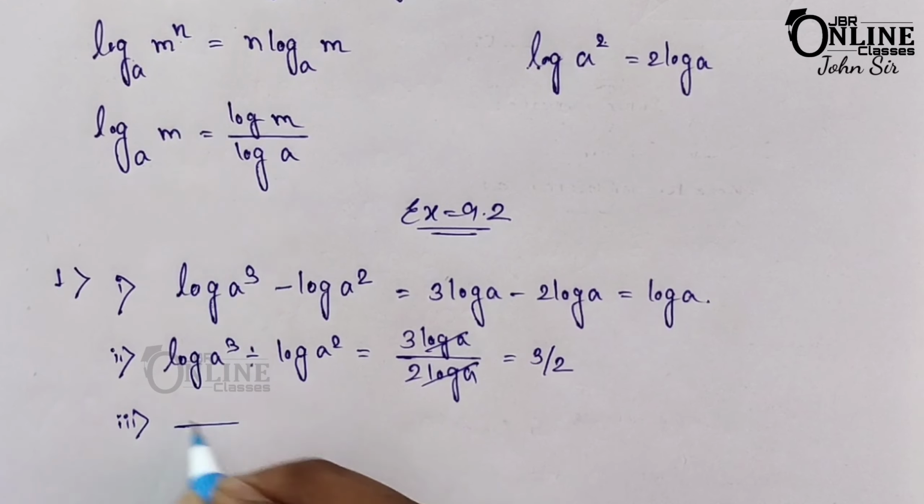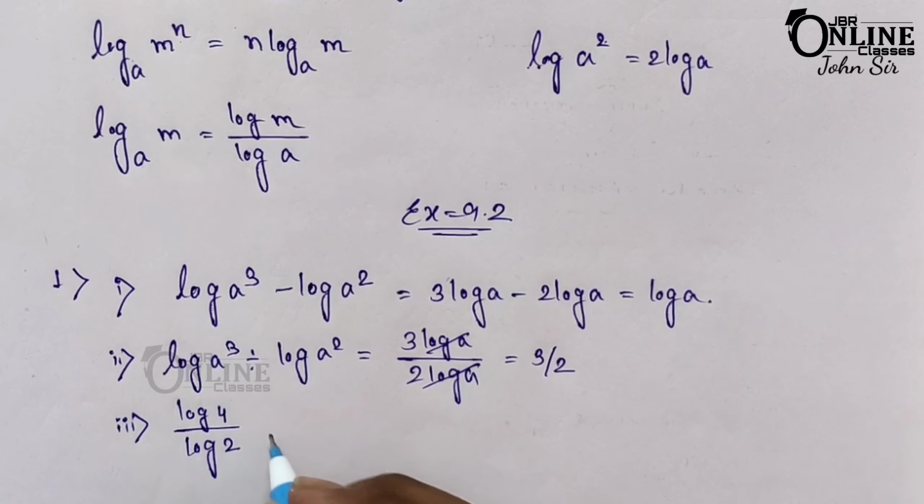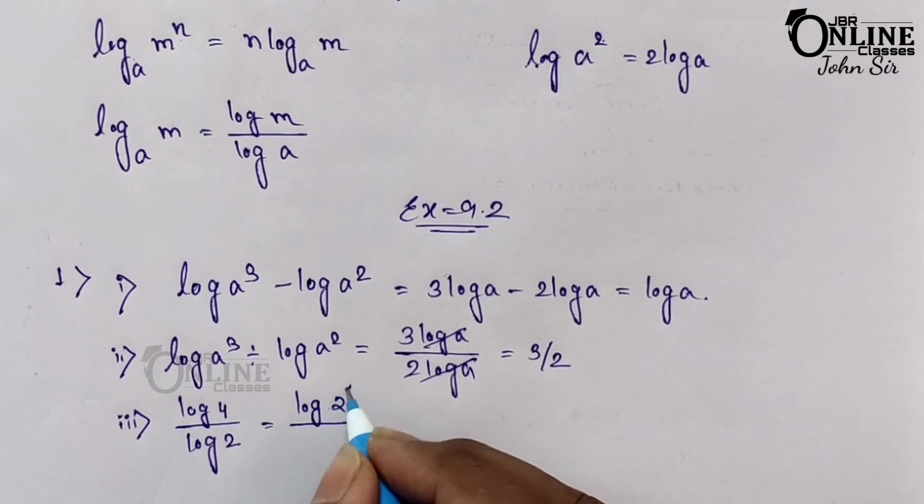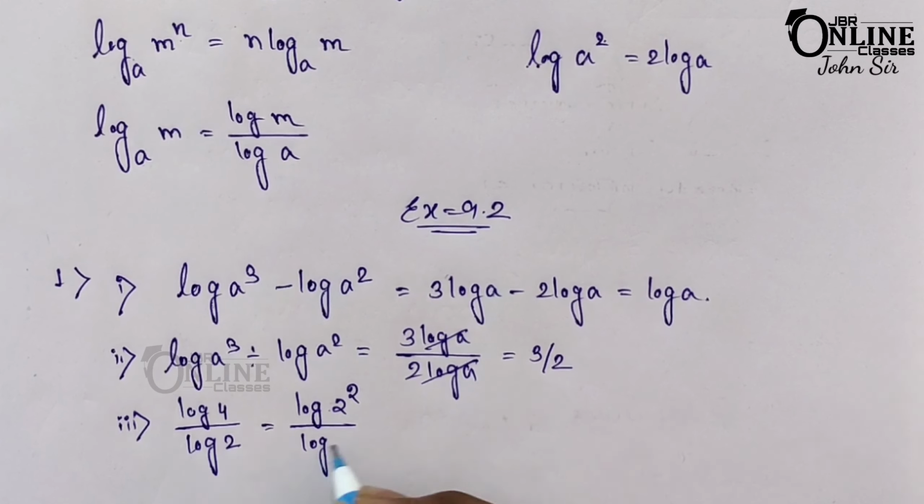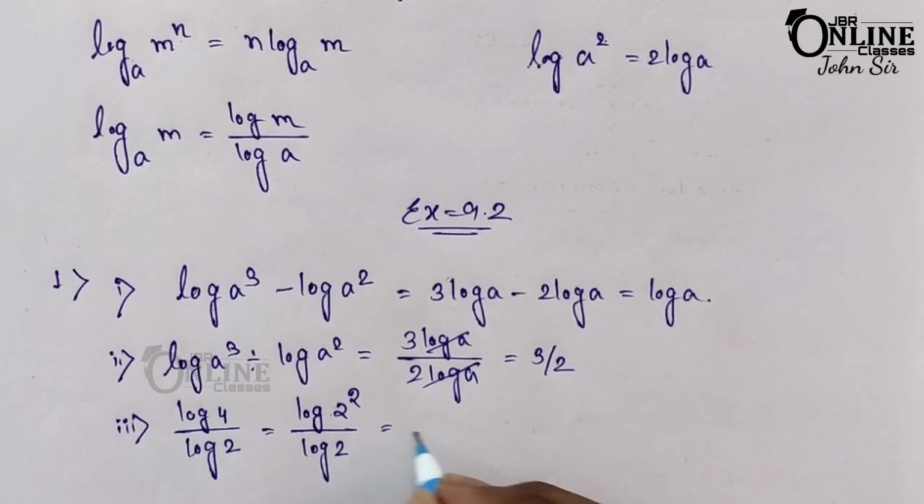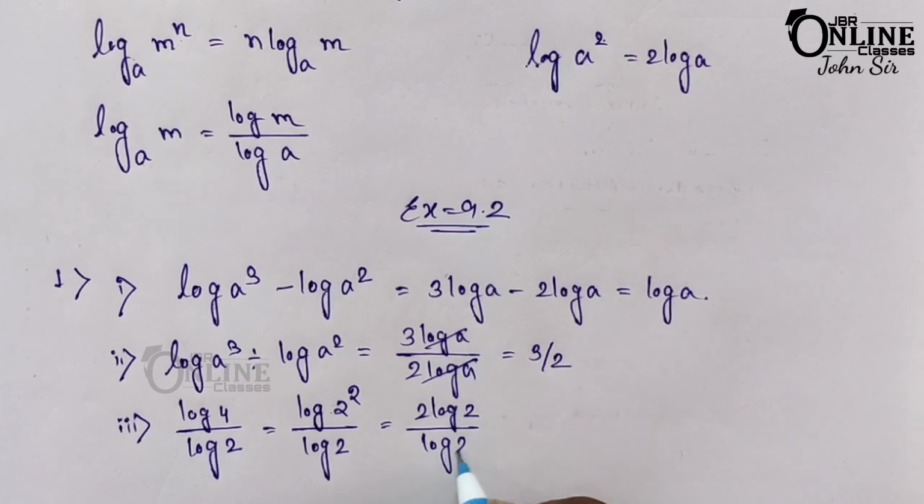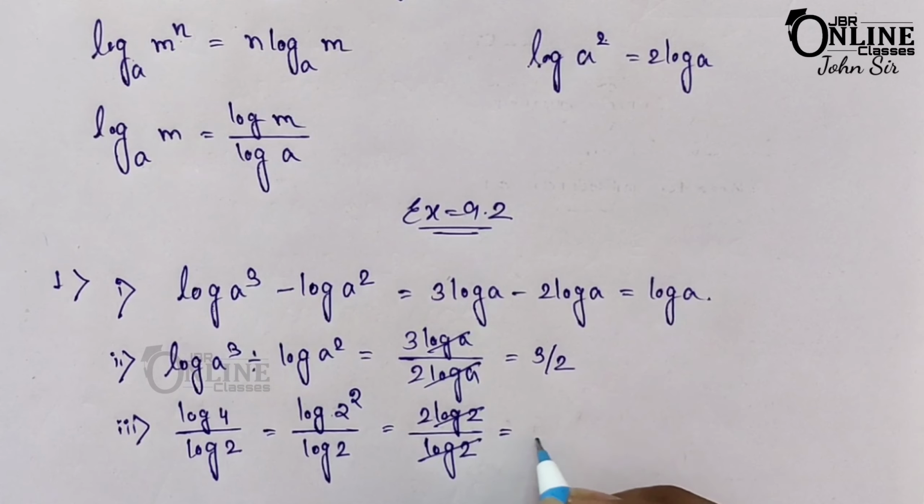Number 3, log 4 by log 2. Now what is the meaning of log 4? 4 means 2 square. So that will be log 2 square. Now it will be 2 log 2 by the formula, and here the denominator is log 2. Log 2 cancels out. So it will be 2.